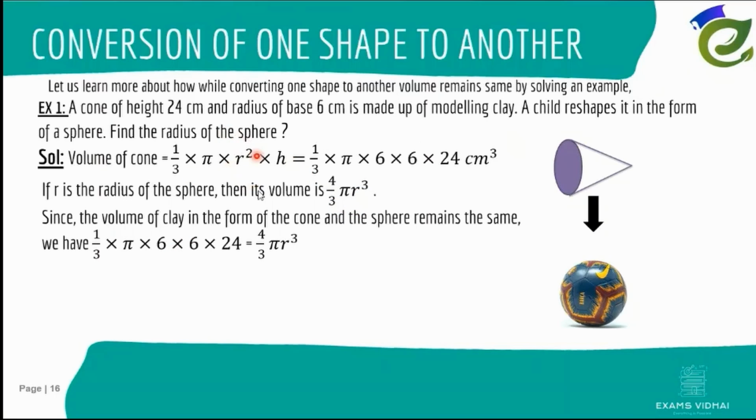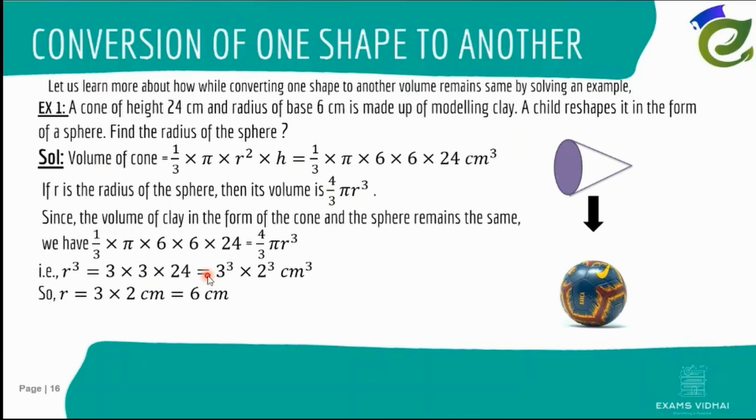Here r we know as 6 and h we know as 24. Pi can be cancelled and you get r cube as 3 into 3 into 24, which we further get as r, taking the cube root of 3 into 2, and we get 6 centimeters. So we get the final answer, that is, the radius of the sphere as 6 centimeters.